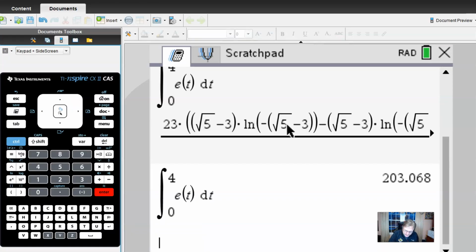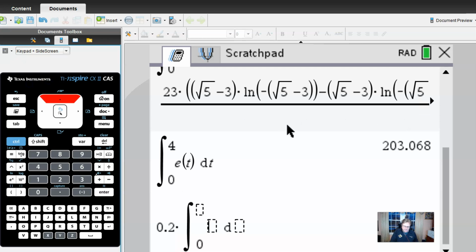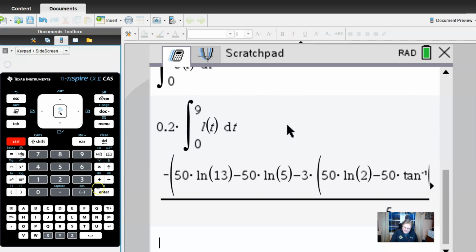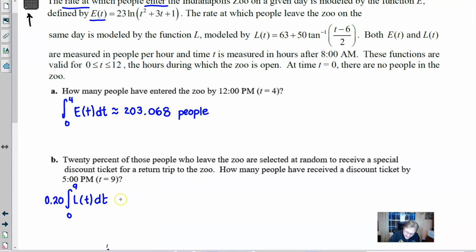So we are just going to move to the calculator. We can enter in our 0.2, multiply by the definite integral, Shift plus, from 0 to 9, and isn't it lovely that we have our L already defined? L of t. That looks like a 1, doesn't it? But that's actually an L that I've entered. It's bold because the calculator recognizes it. We'll integrate with respect to t, and if we want an exact answer, Control Enter will take care of that at 79.180, and that would be our answer. That's how many discount tickets that we're dishing out.